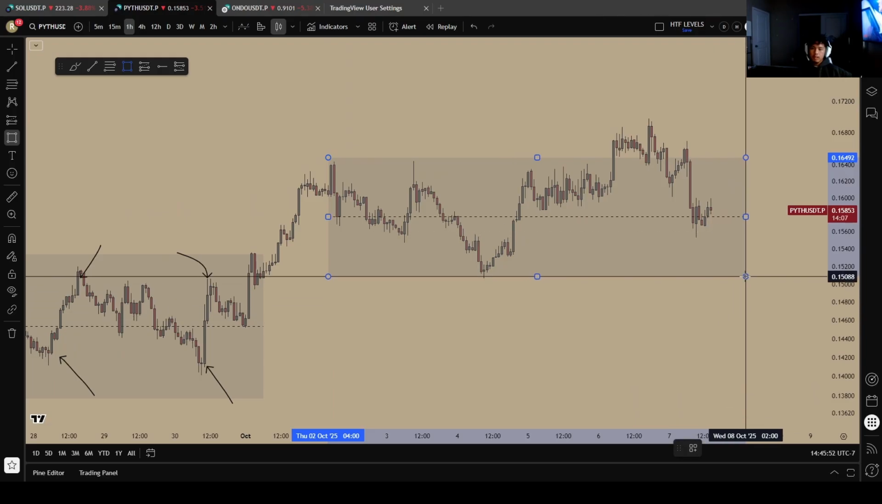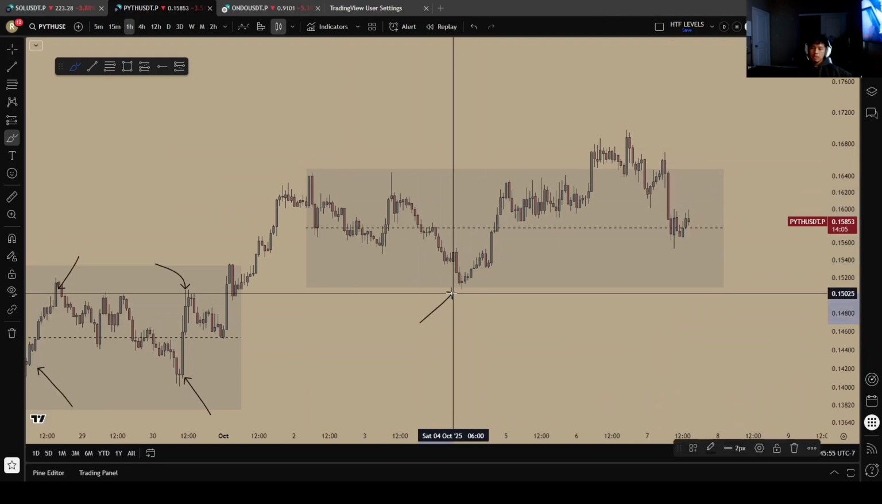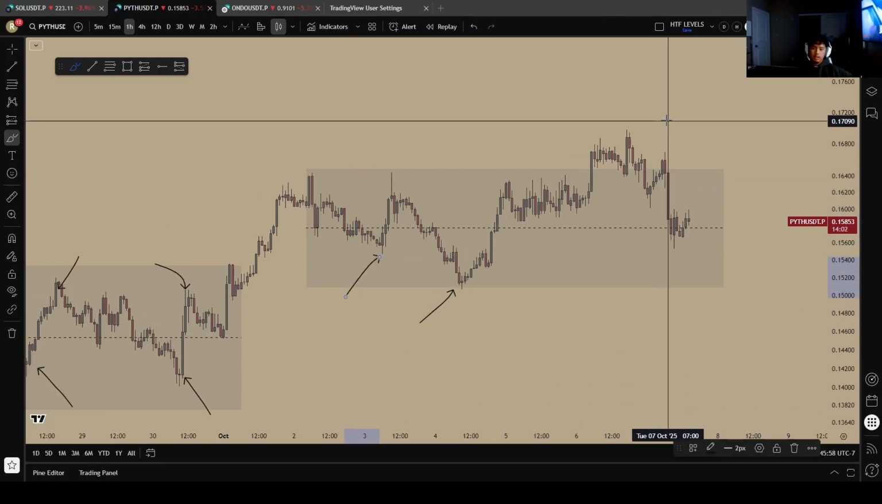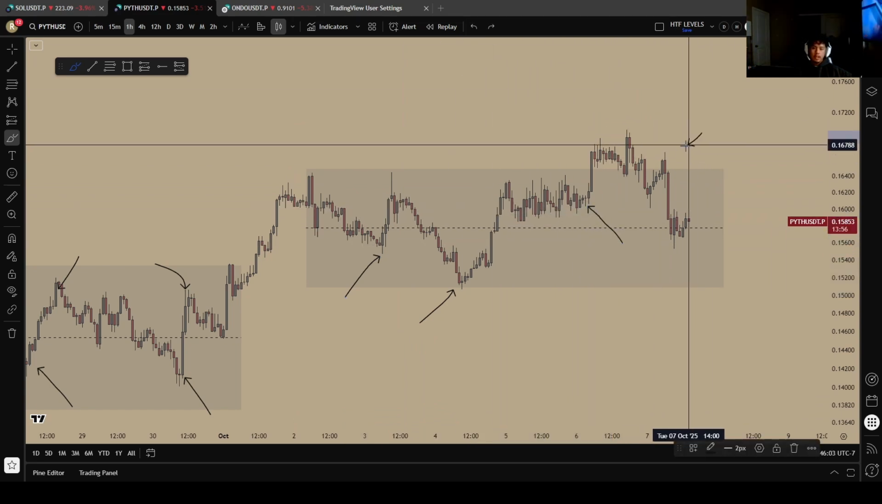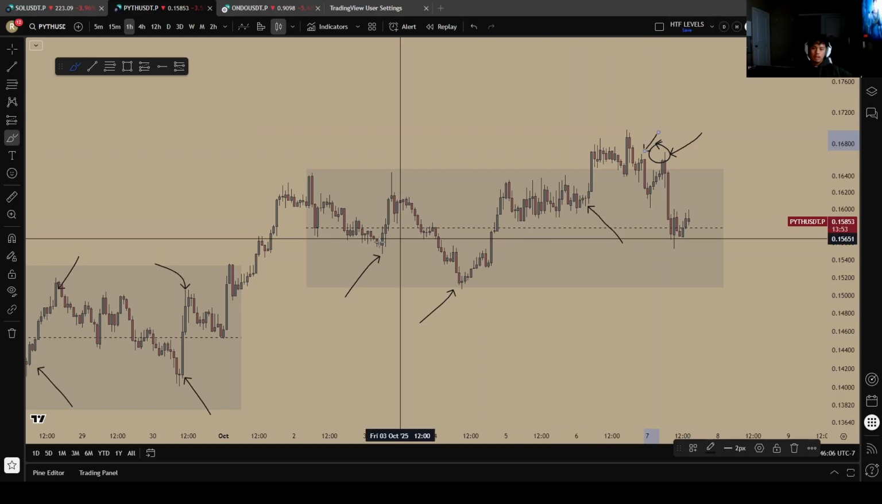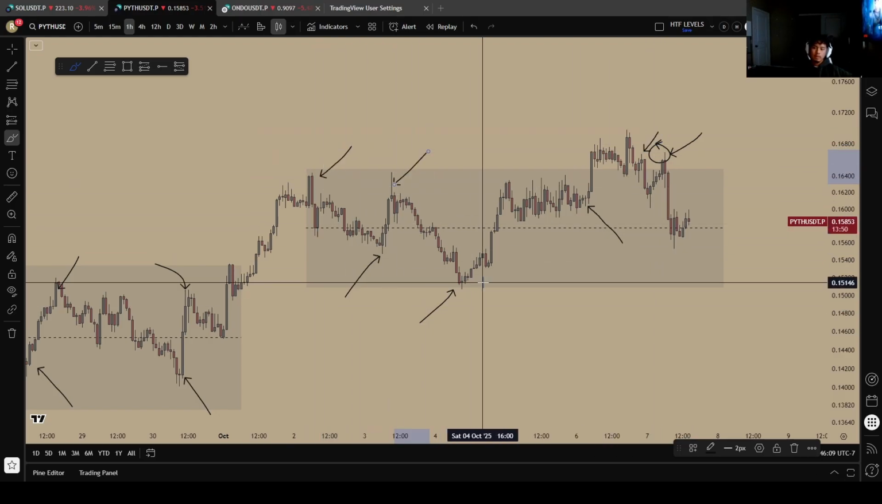If we start from here, there's trade opportunities here, and there's a trade opportunity here if you know how to identify it, okay? And then there's also trade opportunity right here and right here. Many trade opportunities, even right here as well, right here as well.